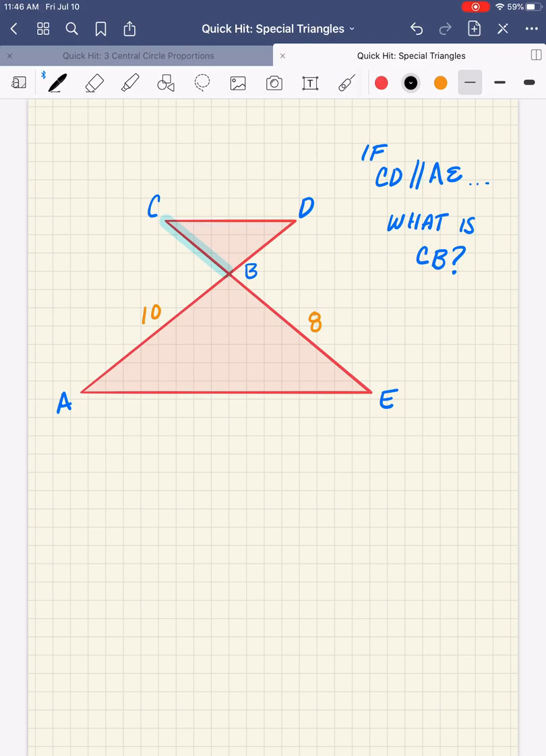And this problem, very crudely sketched out here, is a very common SAT, ACT problem. It'll give you this shape, and it'll say if CD is parallel to AE, what is CB? So CB is this here, right? And many students don't even realize, one, they're looking at triangles, despite me saying most shapes are really triangles. And they fixate on this. Well, this is telling us something very clearly.